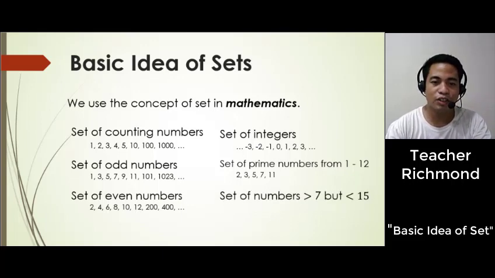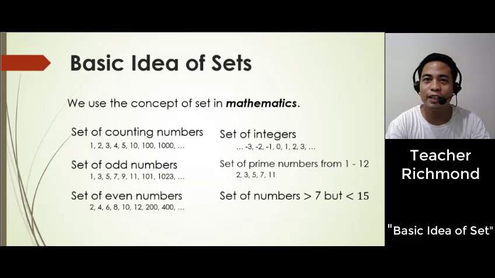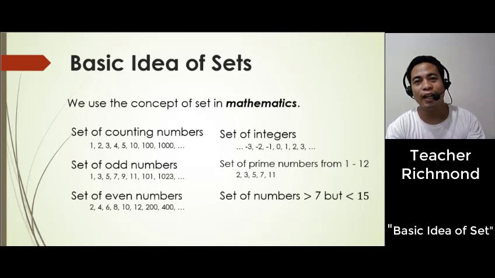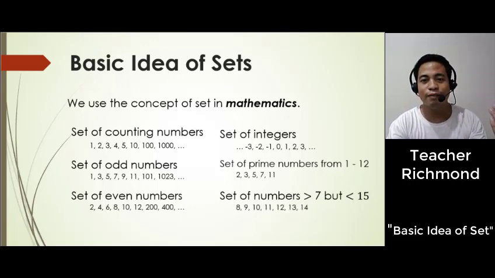We have also a set of numbers greater than 7 but less than 15. So you would think of numbers that are greater than 7 but less than 15. We have 8, 9, 10, 11, 12, 13, 14.